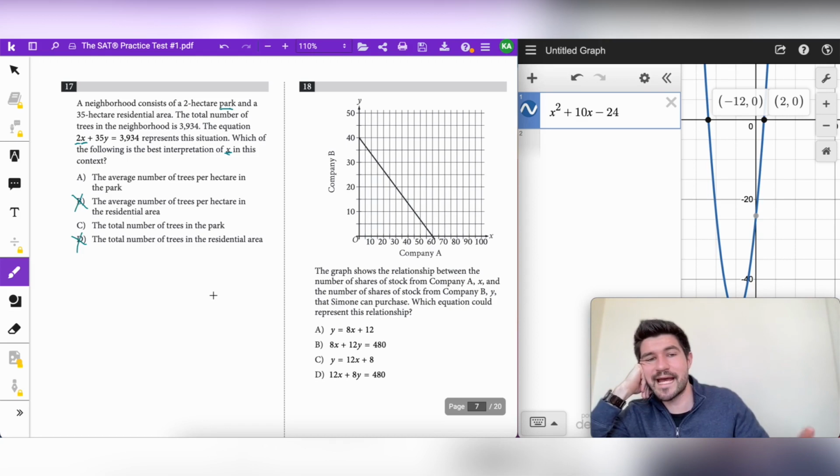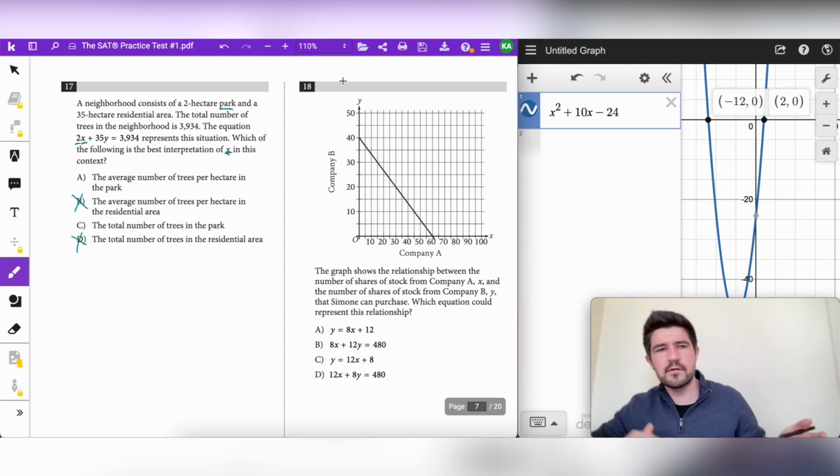The question is, is x the average number of trees per hectare in the park or the total number of trees in the park? Well, it's not going to be the total number of trees in the park. And here's why. Because let's say that there were 100 trees in this park overall. Well, 2 times 100 would be 200, but we know that the total number of trees is 100, right? So it must just be the average number of trees per hectare. And then if we multiply by 2, which is the number of hectares, that's going to give us the total number of trees in the park, which is what we really want in this equation, right?